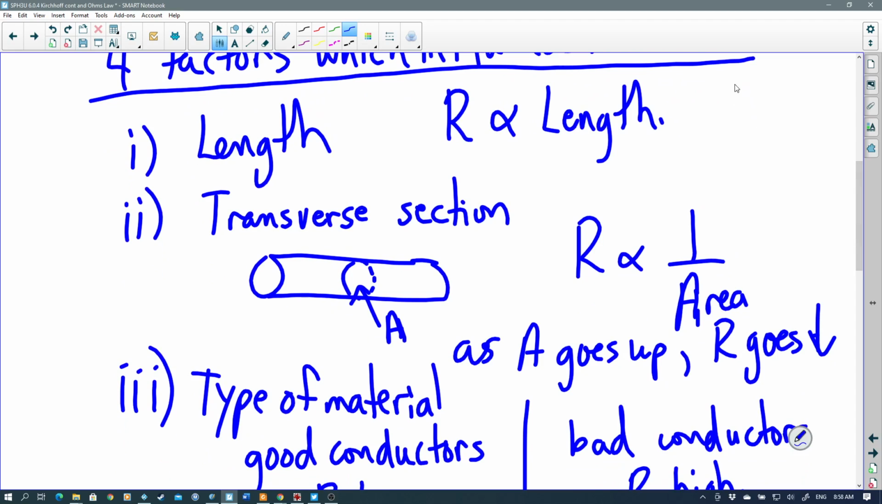By the way, if we were to graph resistance versus length, it would give us a straight line. If we were to graph resistance versus area, it would give us a curve going down like this. So that's another way of visualizing it, right? As the length increases, the resistance increases. But in this case, as the area increases, the resistance decreases. And it's not a linear relationship.